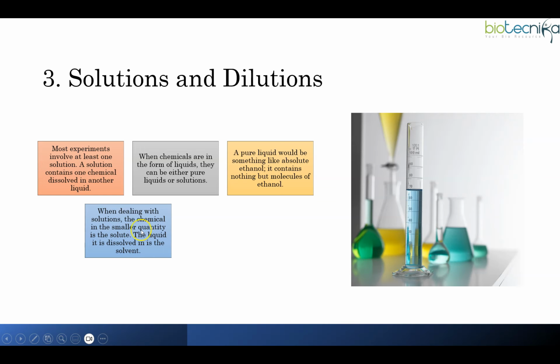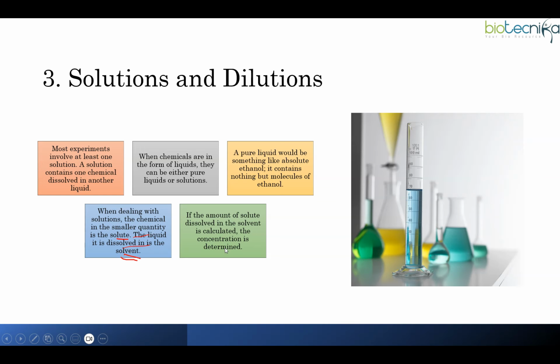When dealing with solutions, the chemical which is in the smaller quantity or which is the solid component is called the solute, and the liquid it is dissolved in is called the solvent. So when solute and solvent combine together, they make a solution. If the amount of solute dissolved in the solvent is calculated, then the concentration is determined. That is our next topic, which is finding the concentration of the solution.